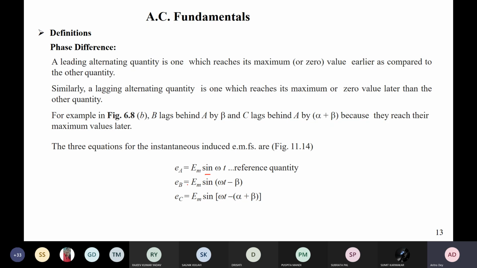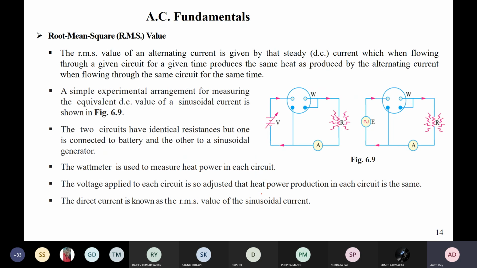So for B we should write Em sine omega t minus beta, and for C we should write sine omega t minus alpha plus beta. Okay, so if we take B as our reference, then it will be Em sine omega t, then this will be Em sine omega t plus beta, and this will be omega t minus alpha. Okay, so this is how you should represent when there is a delay.